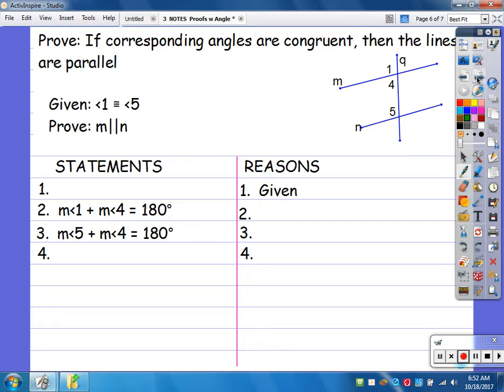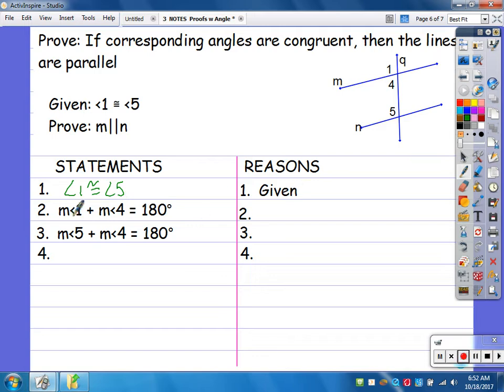So I'm given angle 1 and angle 5 are congruent. I can't just write that down and then say because they're corresponding angles and congruent, the lines are parallel, because that's what I'm trying to prove. So same as always though, the first statement's the given. So I'm given angle 1 is congruent to angle 5. Reason is given, that's already written in.